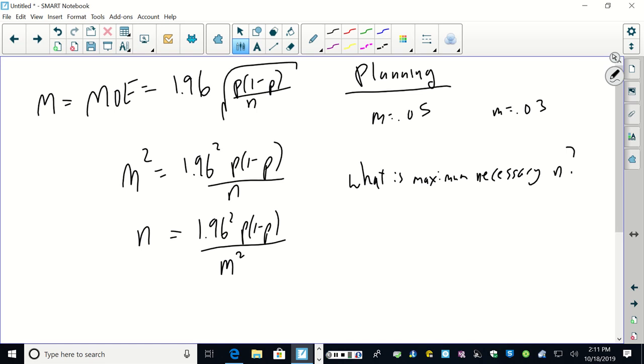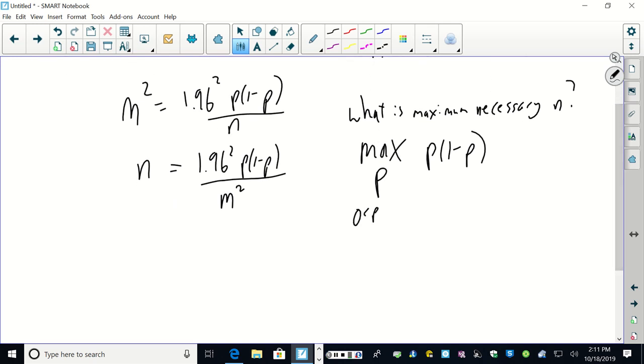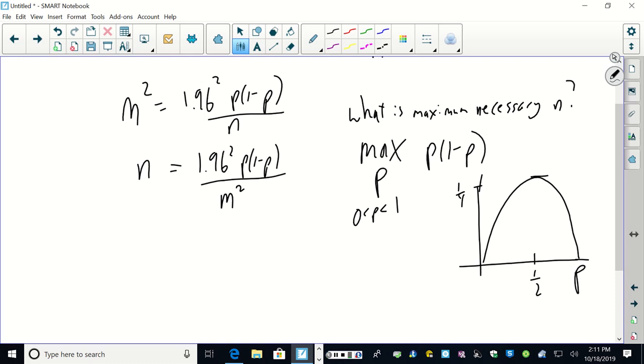1.96 is chosen, margin of error is chosen, so it just depends on p. So what value of p gives you the maximum of p times 1 minus p? Right, p is between 0 and 1. So if you graph this thing, oh, it's 50%. 50%, yeah, it comes up here and then goes down, right? So here's 1/2. The p times 1 minus p at the maximum turns out to be 1/4.